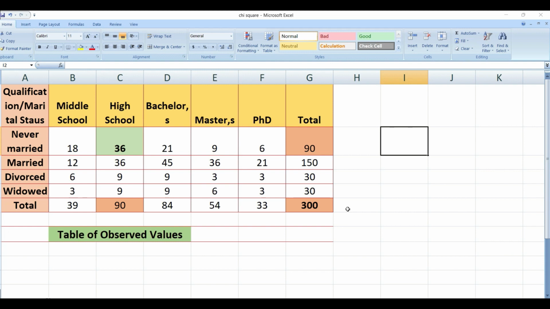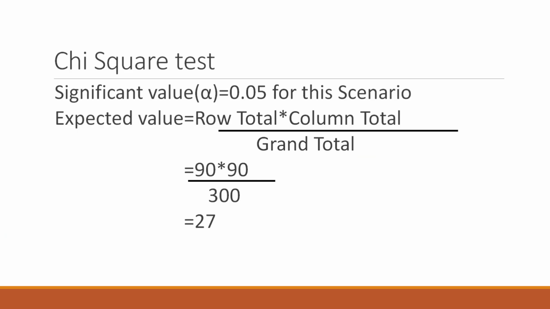Okay, now we are going to prepare another table here with the same variables, but those values will be the calculated values or expected values. These are observed values. Now we have to find the calculated values, so we have to do some calculation. So now how to calculate it? In this table you can see that there are 36 people who are unmarried and having a high school education. For those people, we can calculate the expected value as row total times column total divided by the grand total.